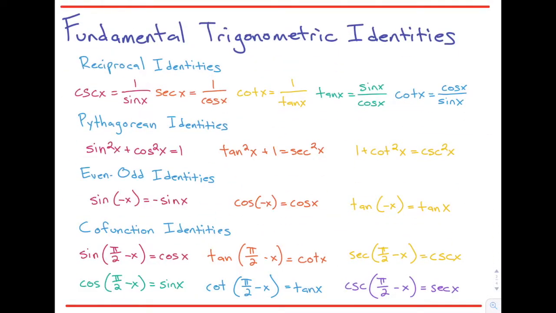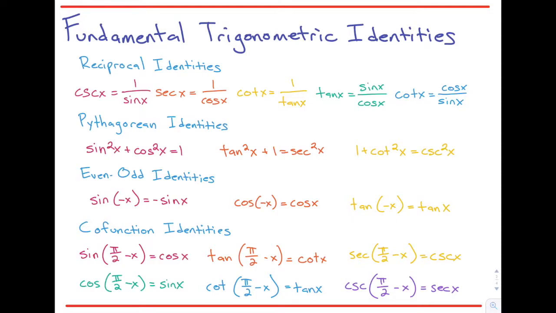So here is a bunch of trigonometric identities. The first row, the reciprocal identities, we should know from the past. That's cosecant equals 1 over sine, secant x equals 1 over cosine x, those kinds of things. The Pythagorean identities, I think we should also know pretty well by now. Sine squared of x plus cosine squared of x equals 1, and variations therein.